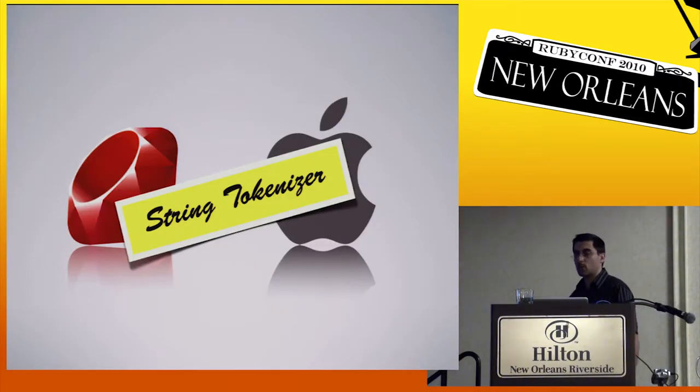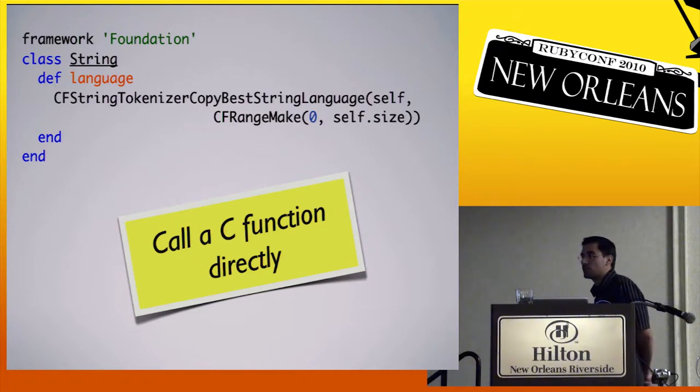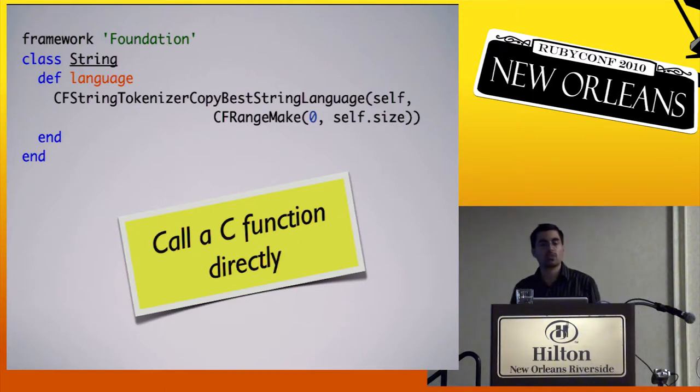This is just a small example to show you how you can call and use C functions that are available from the OS. In Foundation, you have a lot of different calls that are available in C classes. And in this case, what I do is I reopen the string class, and I define a new method called language, and I call this long C function, and I pass it the string itself, and I create a range that will start at zero and go all the way to the end of the string. And when I call this function, it returns the language, and I can see automatically the language being used.